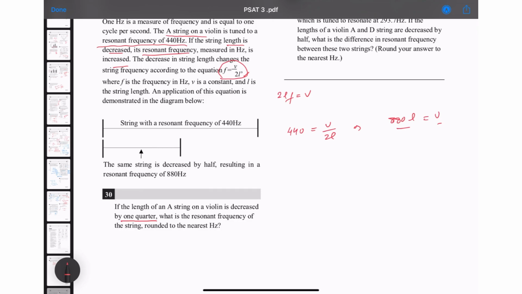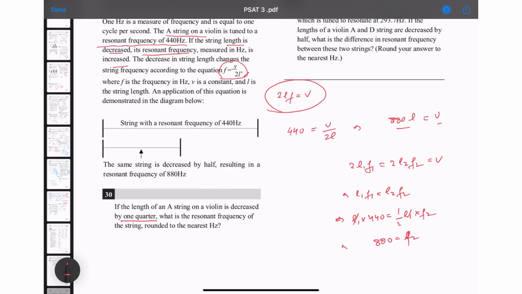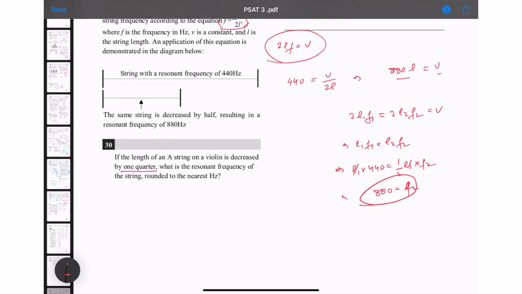It means that we can simply take two conditions. When I put L1 length, I will get F1. So 2L1 F1 is equal to 2L2 F2, which are both equal to V. So we can take that L1 F1 is equal to L2 F2. Now, when the string is halved, L1 into F1 is 440. It becomes half of L1 into F2, which we need to find. So L1 cancels out. You get 440 times 2, which is 880, which they were already telling us. So this is the information already given.